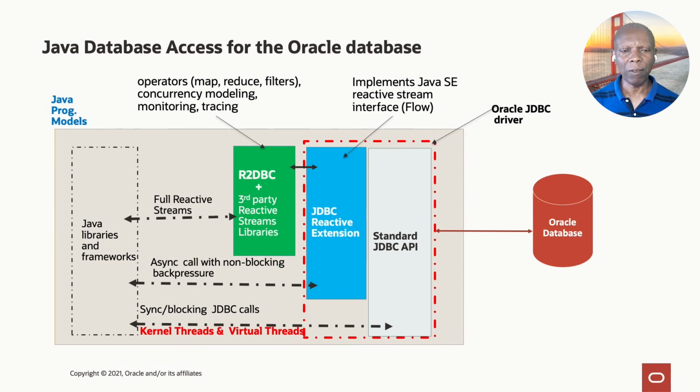And here's a summary of everything the Oracle JDBC allows you to do. You can use synchronous blocking calls using either kernel thread or virtual thread, or you can use asynchronous calls with non-blocking back pressure, which is the extension. Or if you want full reactive streams with high-level operators such as map, reduce, and so on, you can use either the R2DBC driver, or you can use third-party libraries: Reactor, RxJava, Akka Streams, etc.